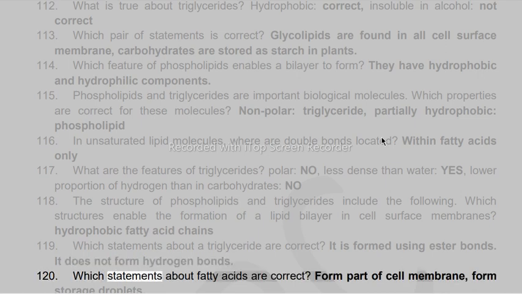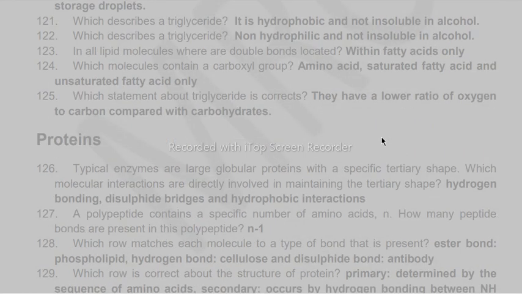120. Which statements about fatty acids are correct? Form part of cell membrane, form storage droplets. 121. Which describes a triglyceride? It is hydrophobic and not insoluble in alcohol. 122. Which describes a triglyceride? Non-hydrophilic and not insoluble in alcohol.